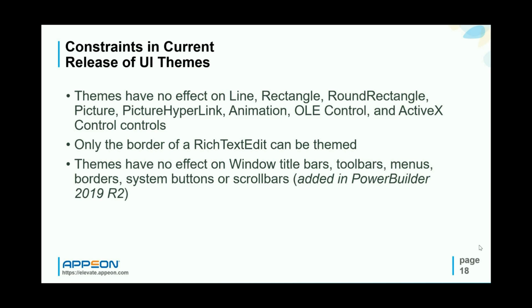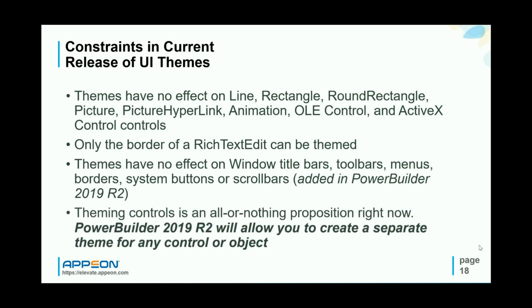In R2, they will. And in fact, I'm running R2 here, a beta for R2, and in the examples I've been showing you, you can actually see that the title bars are getting themed correctly. Big thing right now is one of the big limitations is that pretty much in PowerBuilder 2019 theming is all or nothing. You can't selectively say don't theme this control, or I want to use a different type of theme for this type of control. 2019 R2 will remove that limitation, and you'll be able to create individual theme.json files for any control, so that pretty much anything can be overridden and have a custom look.